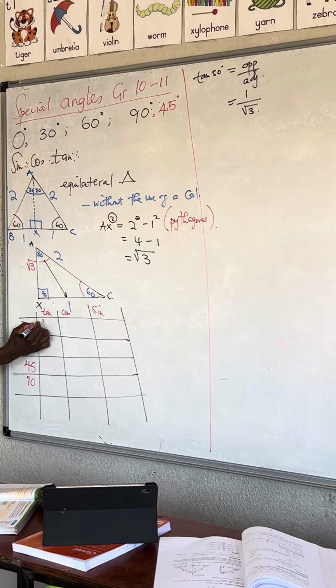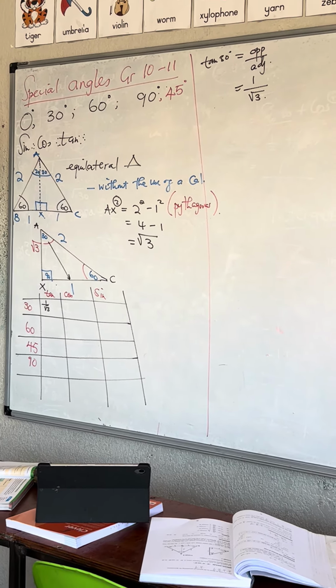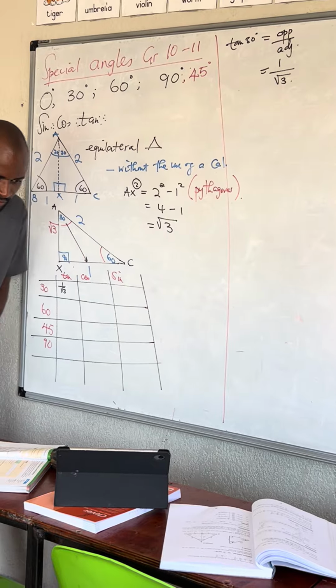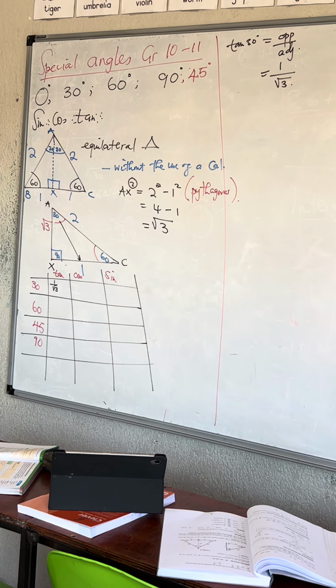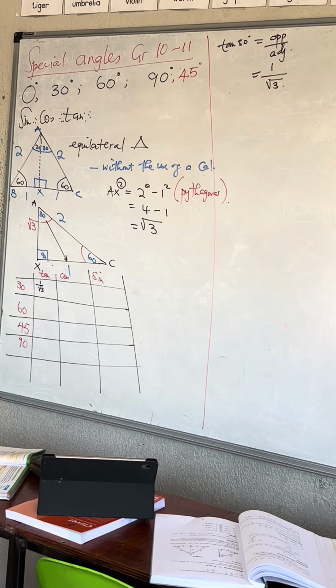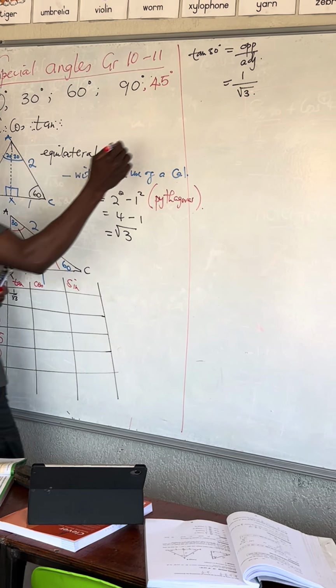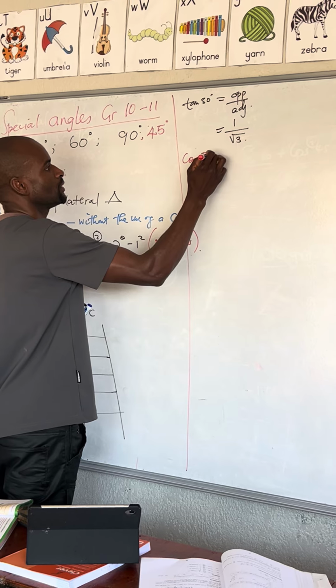So we can write here 1 over √3. So tan 30 degrees is equal to 1 over √3. So let's go. What is cos 30? What is cos 30 degrees?